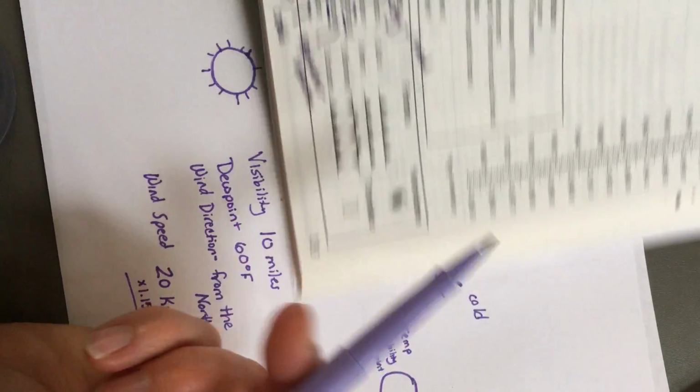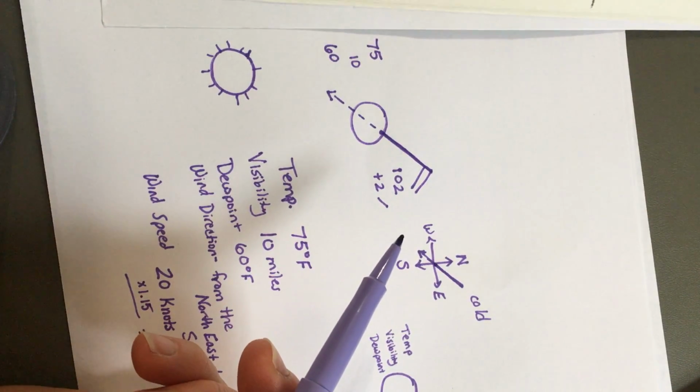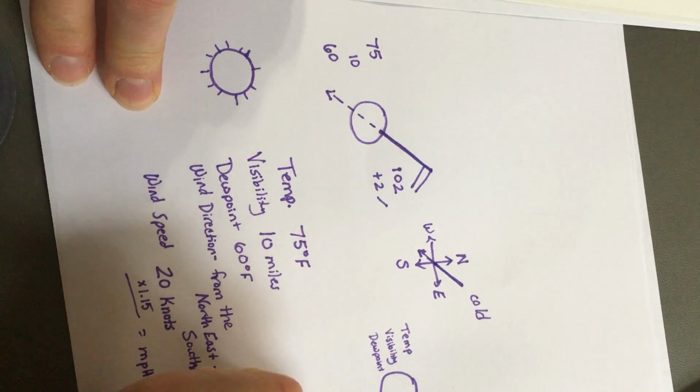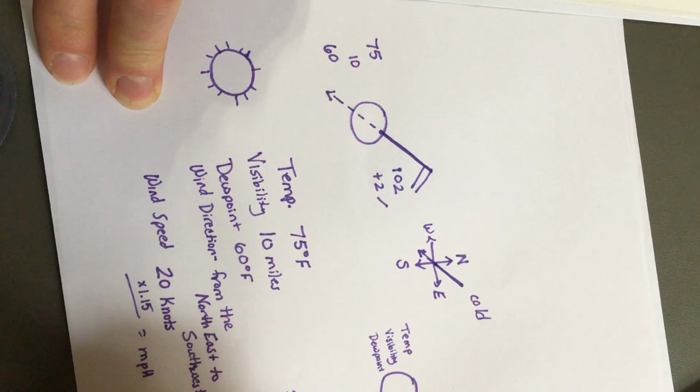Our precipitation down here is left blank. So what do you think that means if it's just left blank? The precipitation is 0 inches. It is not doing anything.